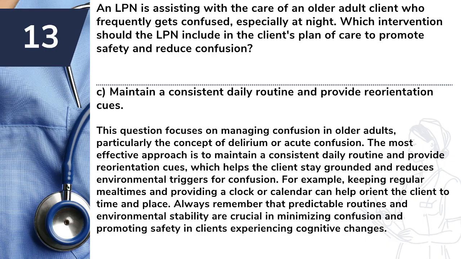For example, keeping regular meal times and providing a clock or calendar can help orient the client to time and place. Always remember that predictable routines and environmental stability are crucial in minimizing confusion and promoting safety in clients experiencing cognitive changes.